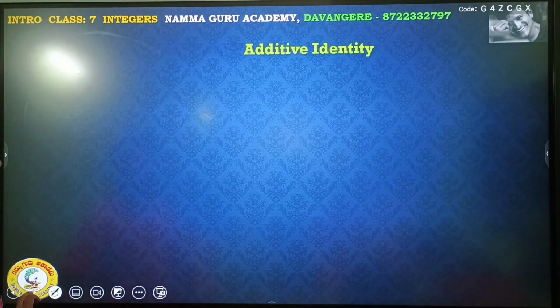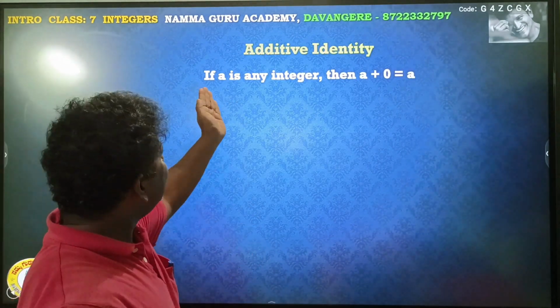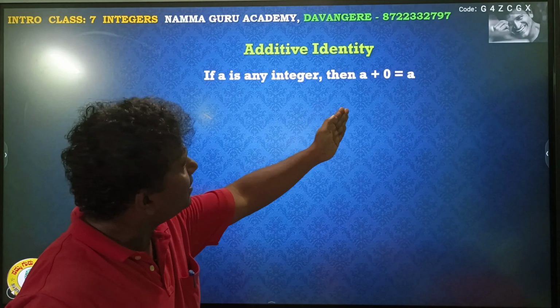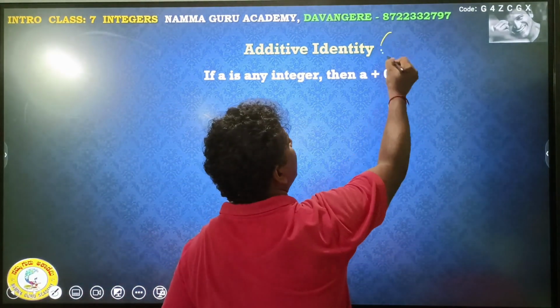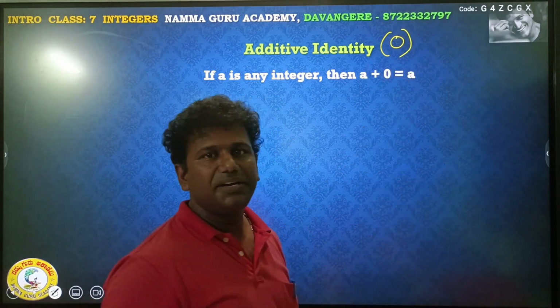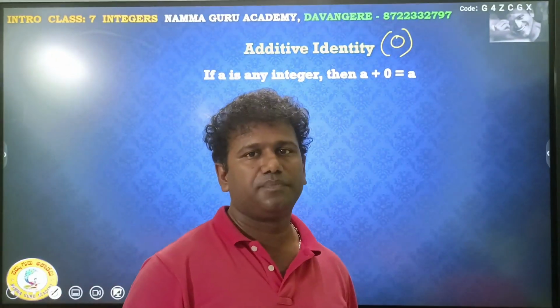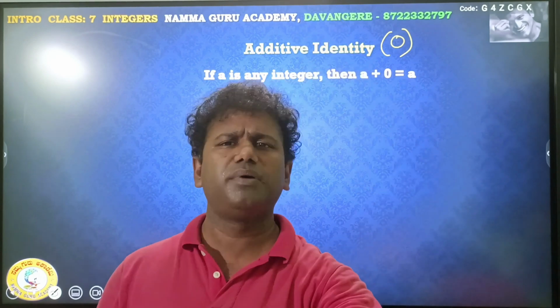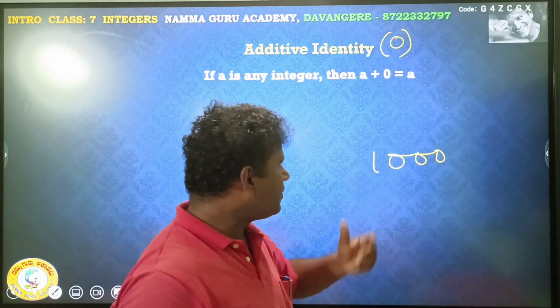After this, we are going to get another important concept, that is additive identity. What is additive identity? If A is any integer, then A plus 0 is A. Means additive identity can easily be understood as 0. Which is the additive identity? 0. By adding which number do we get the same number? For whatever number, you may take 1000. By adding which number do we get the same number?